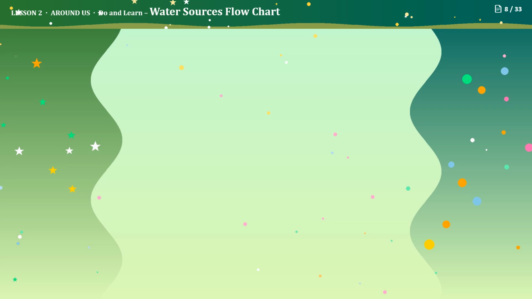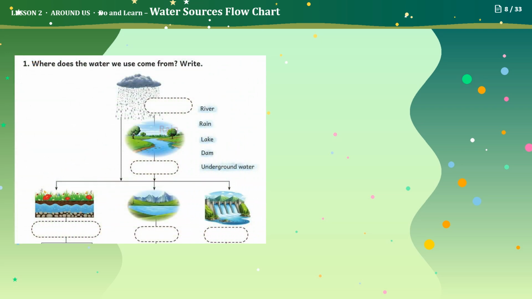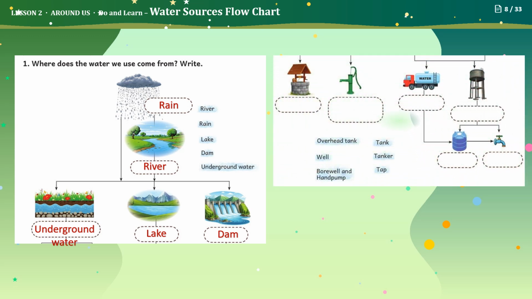Now water sources, we have a flow chart here. Where does the water we use come from? From the rain, it goes to the river, underground water, lake, dam. Next we have well, borewell, tanker, overhead tank, tank and tap.